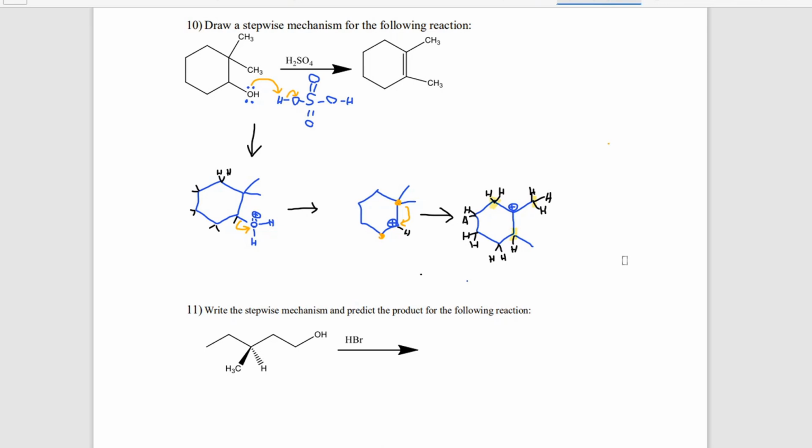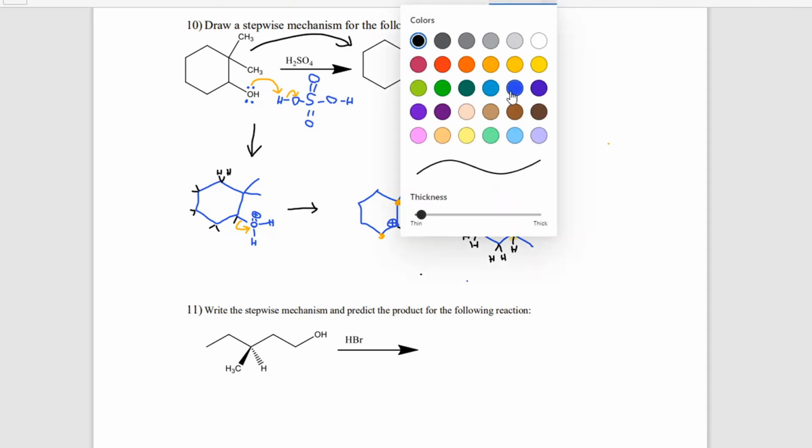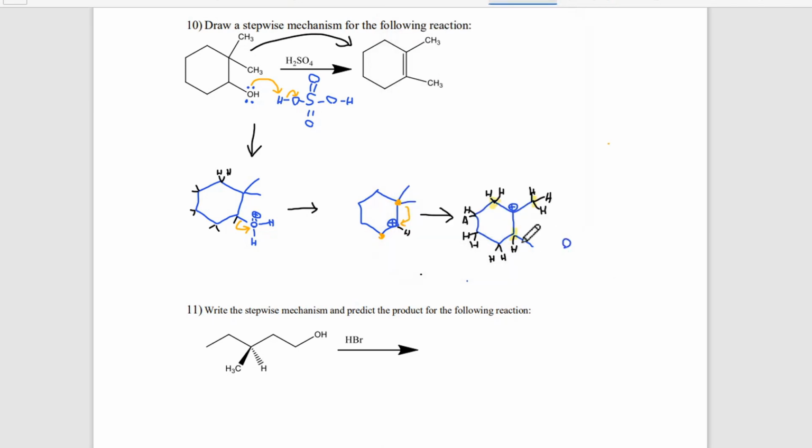Now, strictly speaking, you will get all 3, but one of them will be the major product. And in this case, it wants the reaction that goes from here to this one. And so for this one, it's clear that the hydrogen that's going to get removed is which one? The bottom right one. Yeah, the bottom right one, right? This one, right? Yeah.